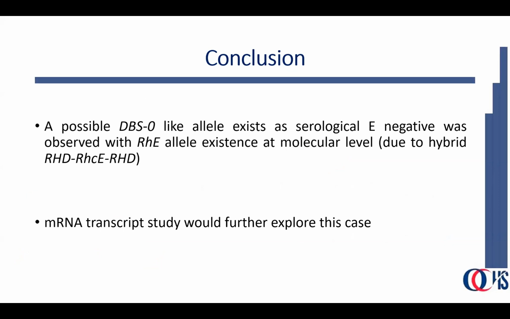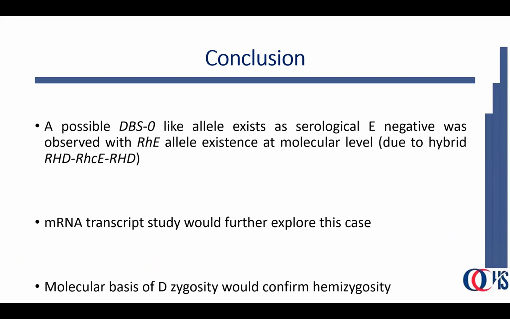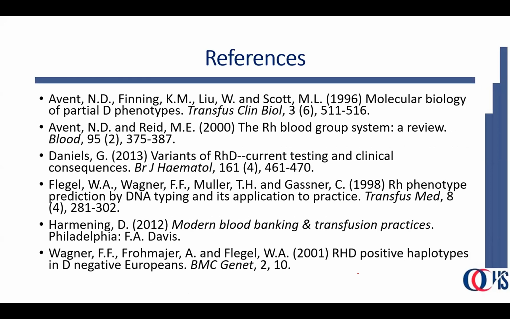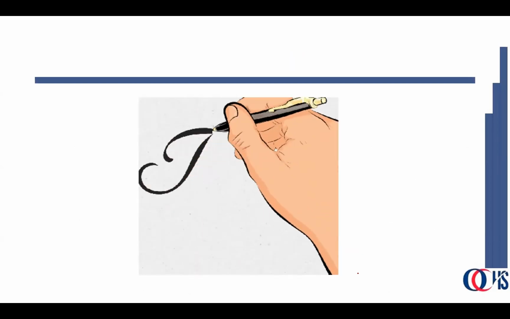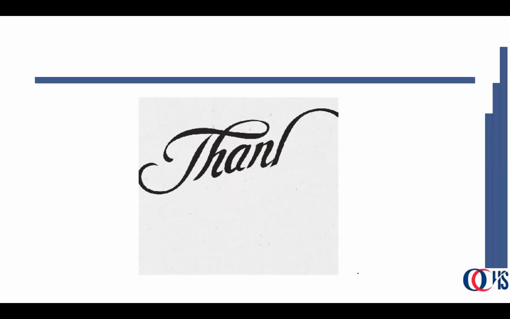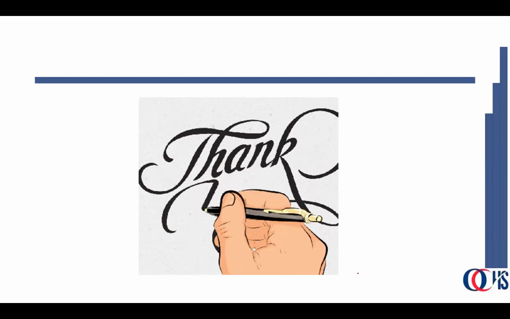And a messenger RNA transcript study would further explore this case, and molecular zygosity testing would also confirm the zygosity, because I said we are assuming this is hemizygous, but it could also be homozygous, or also double heterozygous. So we need to do zygosity testing to confirm that. So these are some references which I have used for the case, and thank you very much. You are most welcome for any question.